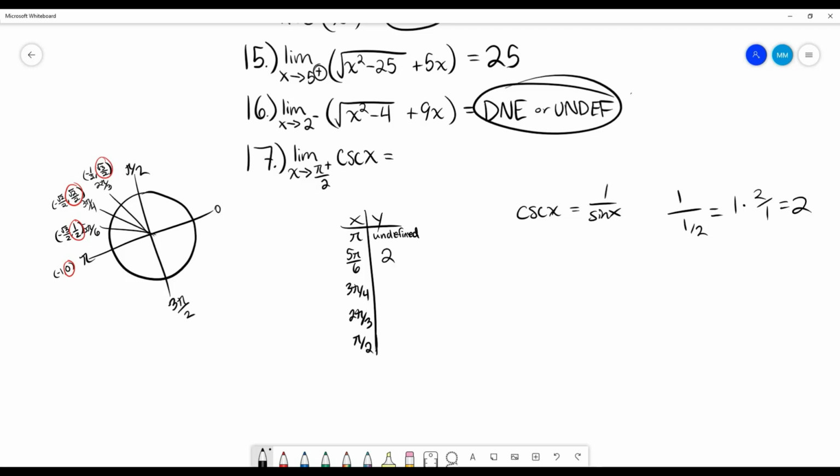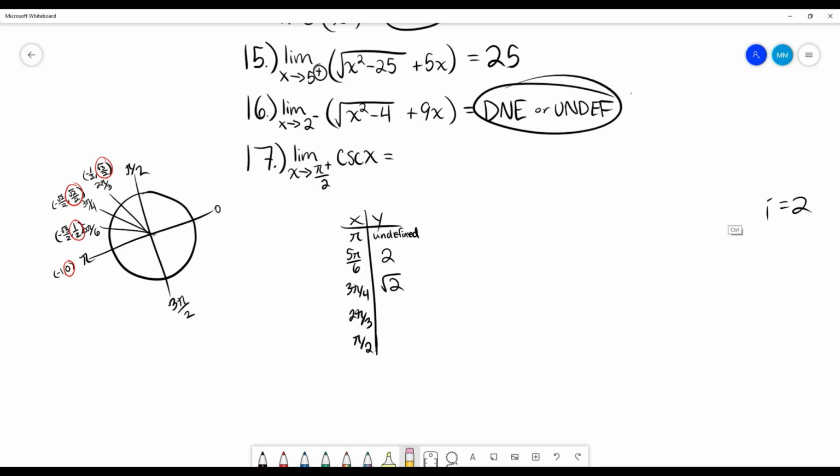Let's try the next one. We've got 1 over square root of 2 over 2, which just flips our fraction on its head, right? So that's just going to be 2 over the square root of 2. We want to rationalize that, so we're going to do that. Which then those cancel. That's just square root of 2.